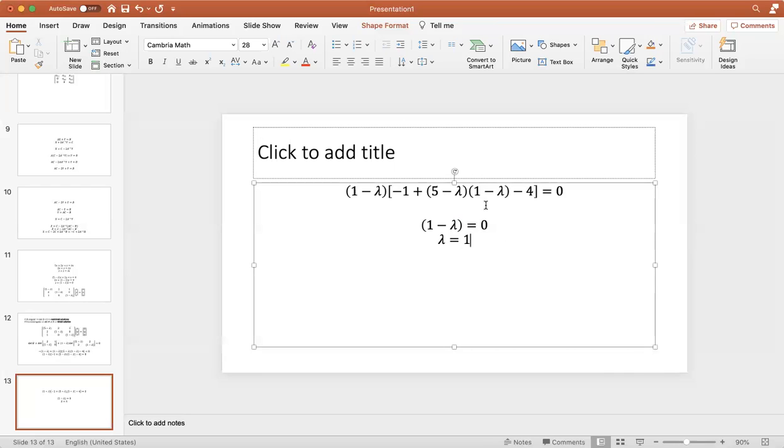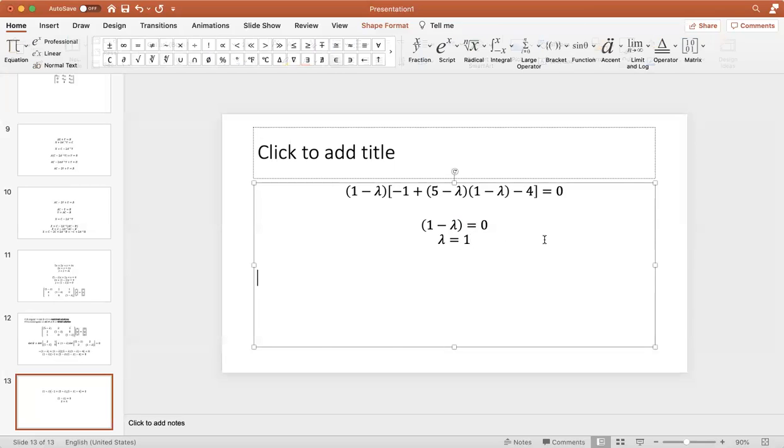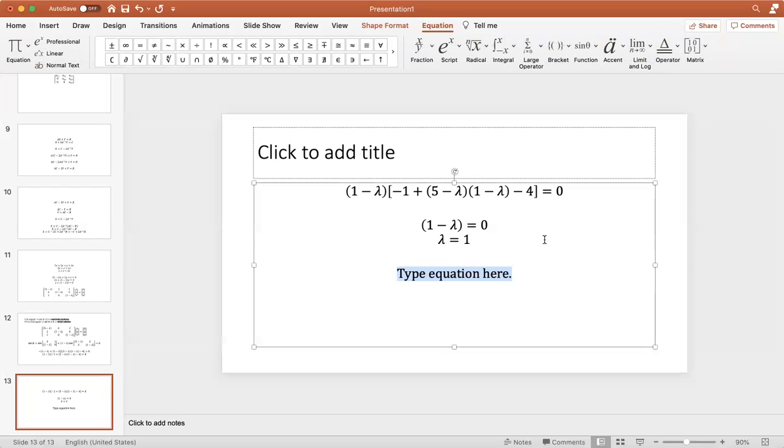Okay, so let me solve this. No, let me solve for the bracketed term, okay. And let me just verify this later. No? So let's have -1 plus 5 minus lambda, 1 minus lambda, okay, minus 4. Okay. Set it equal to 0.